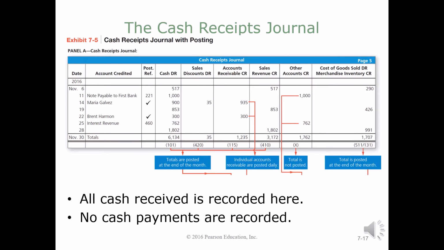Because cash is received for a lot of different reasons, this journal has more columns and more options. But the theory is the same. We're going to record each date of each transaction and the accounts affected each time we receive cash into the company. At the end of the month, instead of posting each one of these accounts individually, we're going to post the totals of each column into each account in the general ledger.